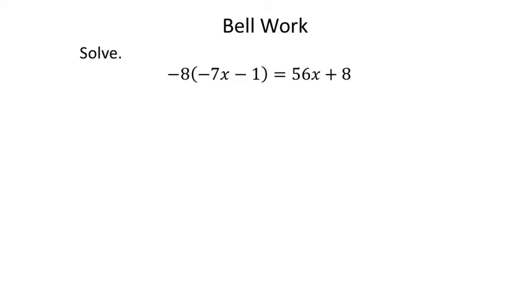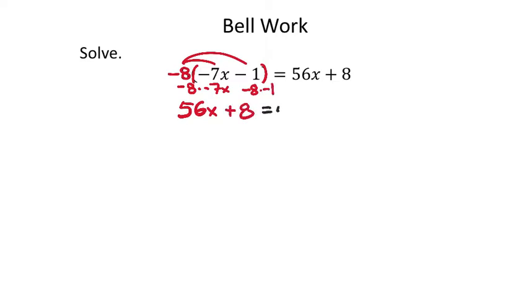Okay, for this bell work, first thing I notice is the parentheses, which tells me that I'm probably going to need to distribute, and we're distributing this -8. So we'll distribute to both terms. So I'll start with -8 times -7x's, which is positive 56x's. And then also -8 times -1, which is positive 8.